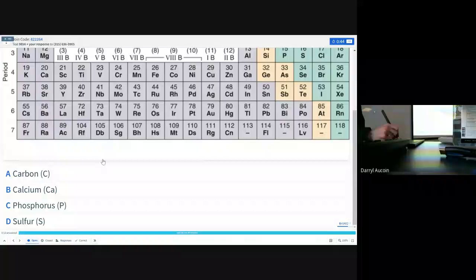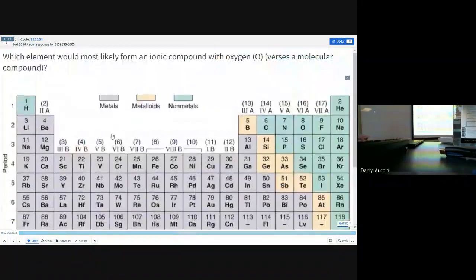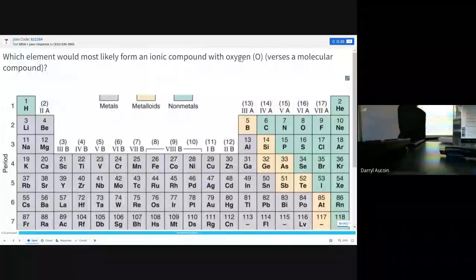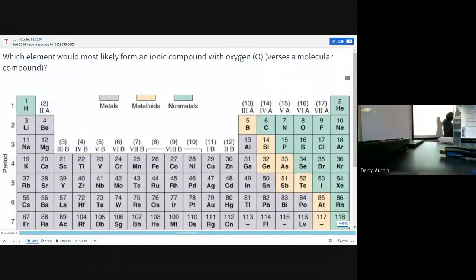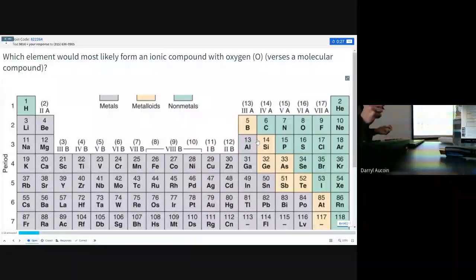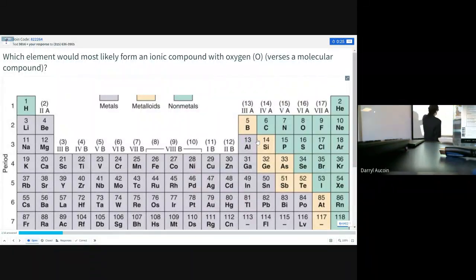And this was basically just asking, right? So if we look here, it's saying, what's an ionic compound with oxygen? Well, oxygen itself is on the right side. Oxygen's a green box. Those are all the nonmetals. 2 nonmetals are going to form molecular compounds, and a nonmetal and a metal is going to form an ionic compound. So since oxygen is a nonmetal, it's going to form an ionic compound with a metal.